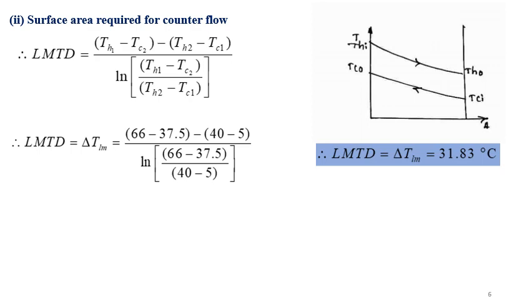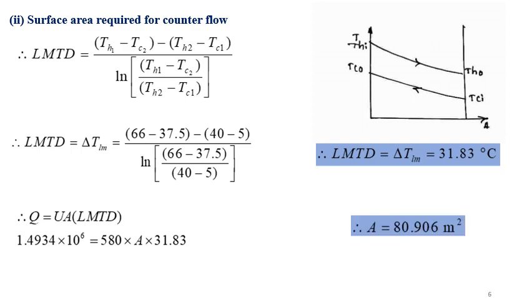So substituting that delta TLM in this equation, Q is equal to UA into LMTD, from there we can find the value of area. A is equal to 80.906. So area is reduced compared to parallel flow. For parallel flow the area is 135, but for counter flow it is 80.906. For the same amount of heat transfer, the area is reduced when you approach a counter flow heat exchanger. Okay.